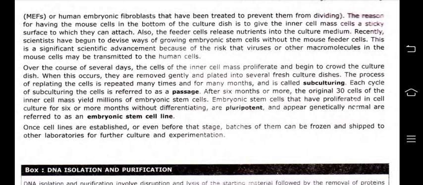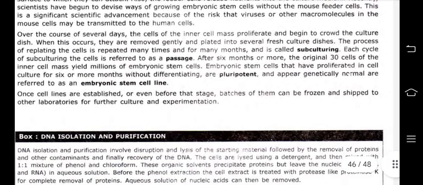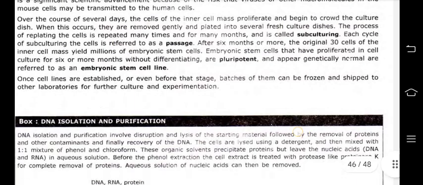Embryonic stem cells that have proliferated in cell culture for 6 or more months without differentiating, are pluripotent, and appear genetically normal are referred to as an embryonic stem cell line. Once cell lines are established, or even before that stage, batches of them can be frozen and shipped to other laboratories for further culture and experimentation.